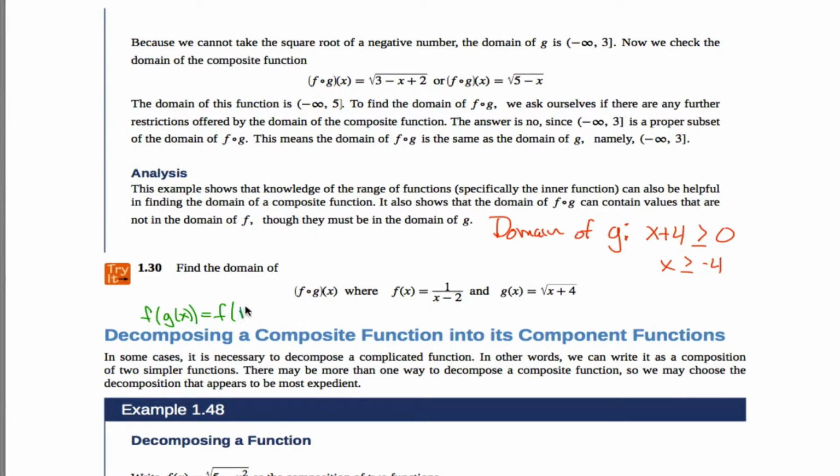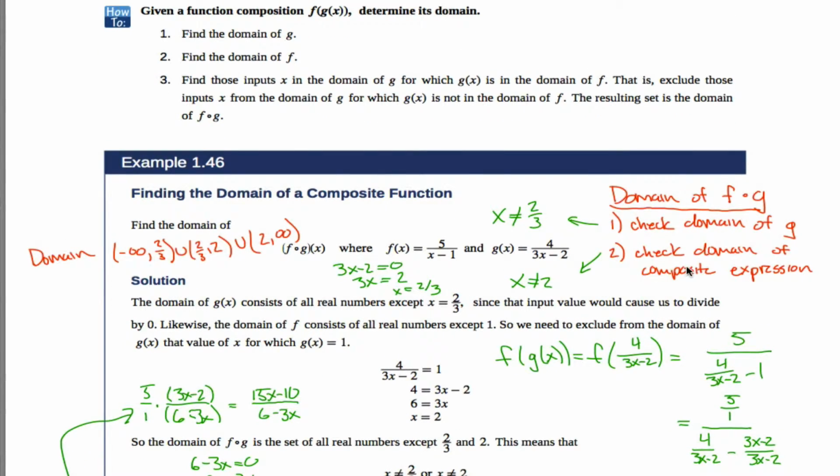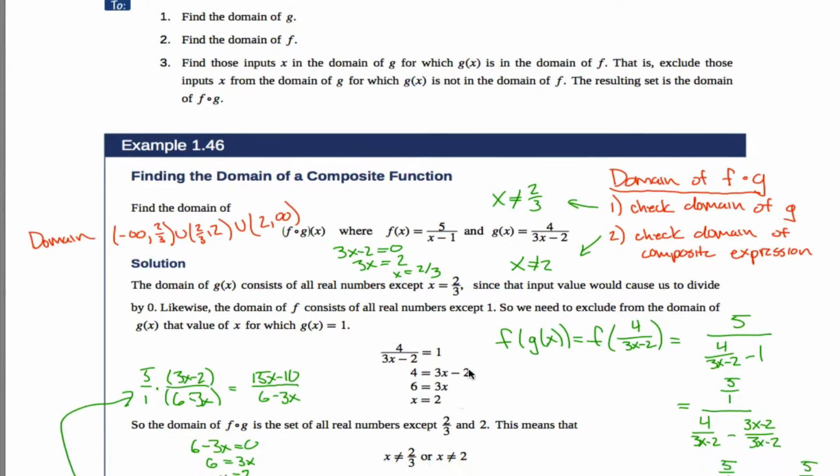g of x is the square root of x plus 4. So f of this thing: well, here's f of x, so I can figure out f of this thing by copying this, and everywhere I see the letter x, replacing it with this thing. So I get 1 divided by the square root of x plus 4, minus 2. Then you stare at this thing. This is your composite function. This is, to refer back, the second thing that you need to check, the domain of the composite expression.